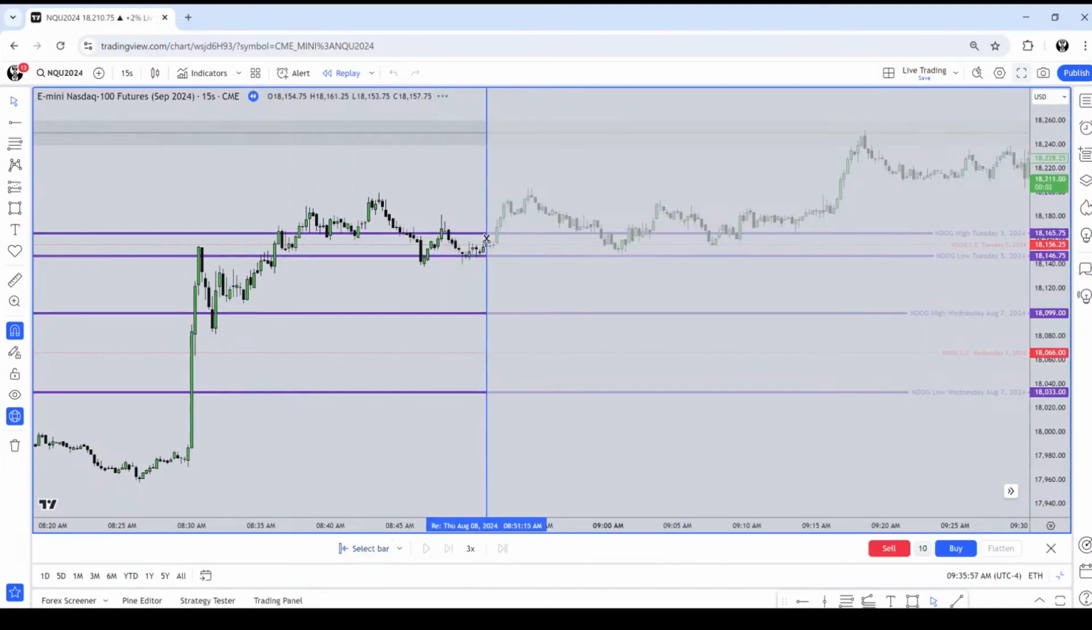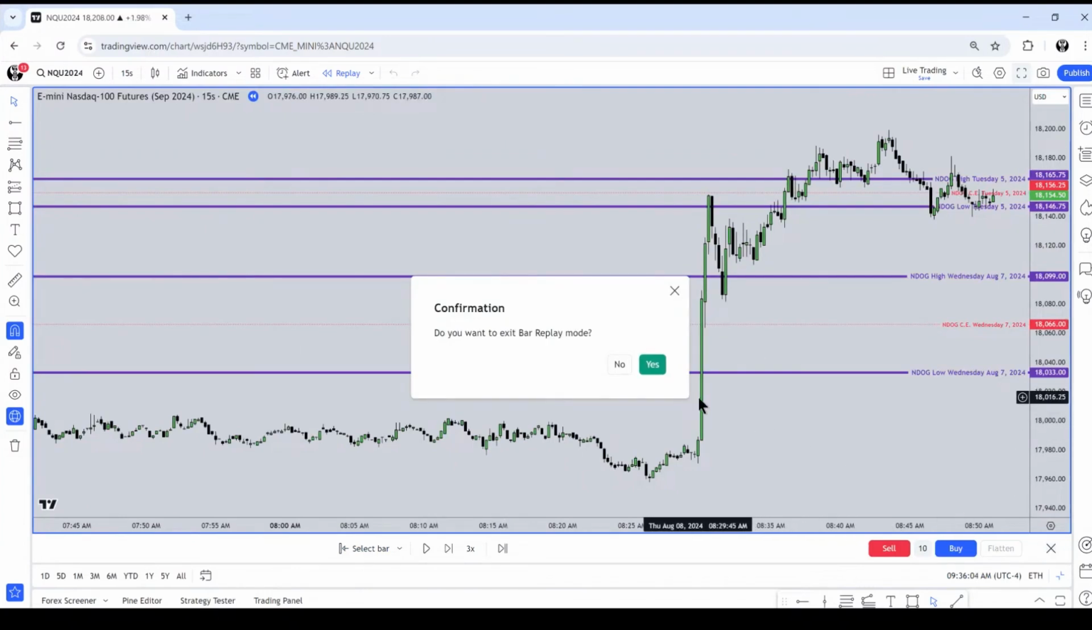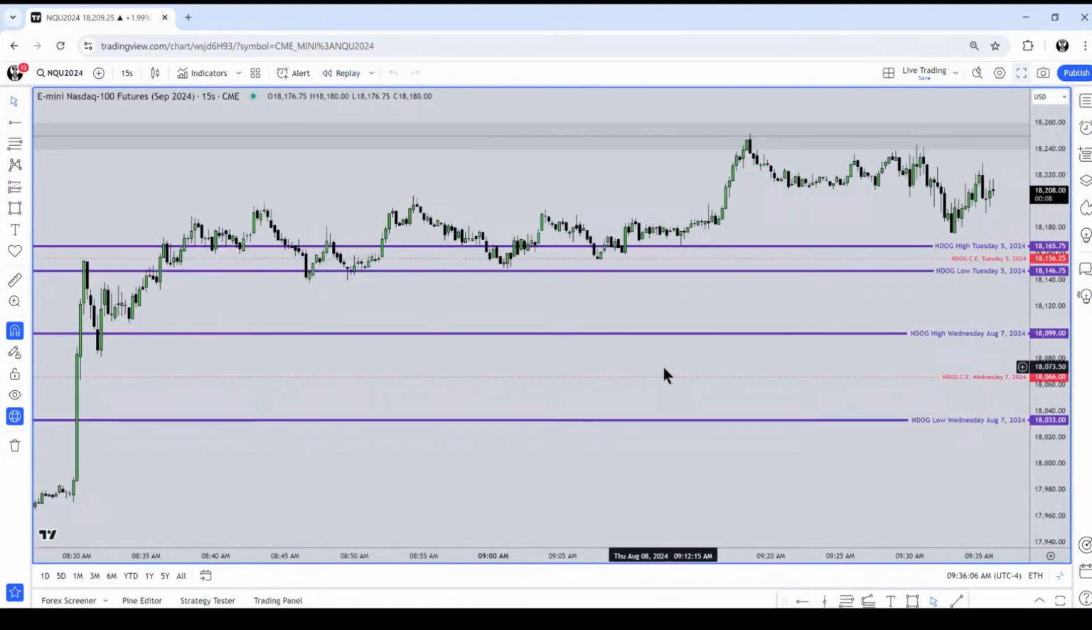I don't need to use market replay to guess, oh, let's start watching and going forward. The hell with that. It's dumb. I want to leave this. Yes, I do. So that's why my chart looks like that.